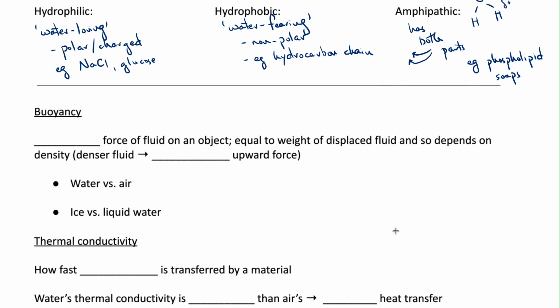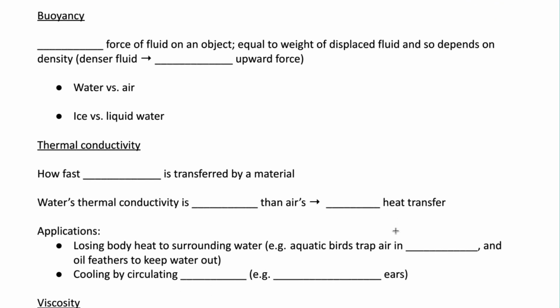Now let's look at some other properties of water, starting with buoyancy. So buoyancy refers to the upward force of a fluid on an object, and it's equal to the weight of the fluid that's displaced, and so as a result it depends on the density of the fluid that's displaced. A denser fluid leads to a greater upward force. Now both water and air are fluids, but water is much more dense than air is, and so there is an upwards buoyant force from both water and air on anything in them.